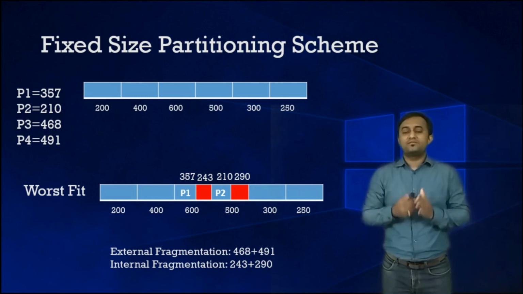So these are the three different algorithms: first fit, best fit and worst fit with respect to the fixed size partitioning scheme. So I hope it was clear to you.